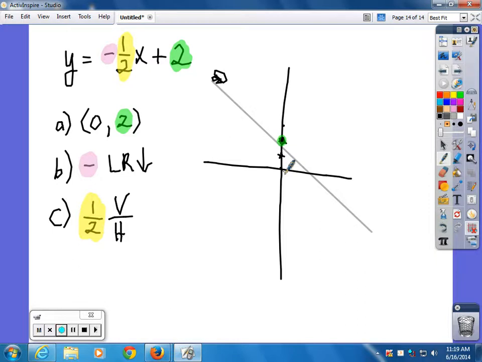Can you explain to me where the vertical over the horizontal came from in this problem? It will always be given to you, unless you have to calculate it. It's right there, right in front of the x. So throw back to 8th grade, pre-algebra. Slope is rise over run.